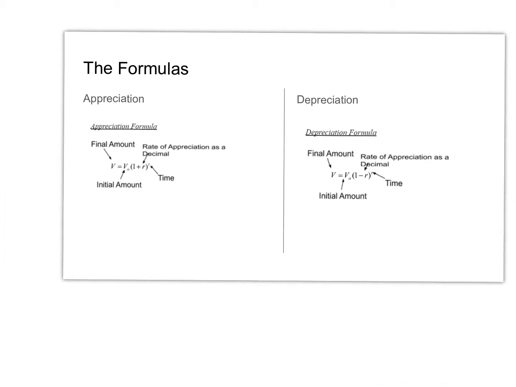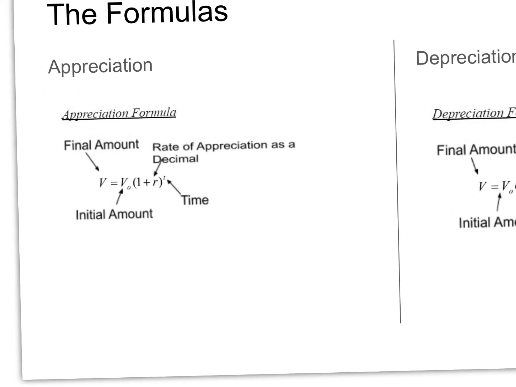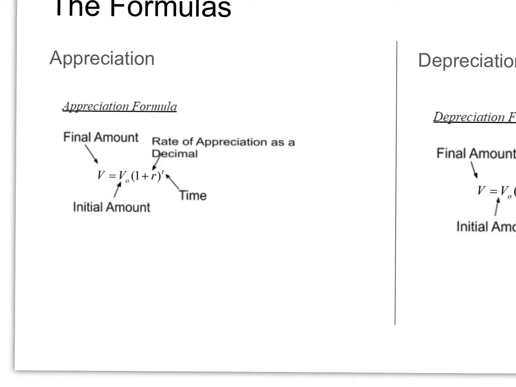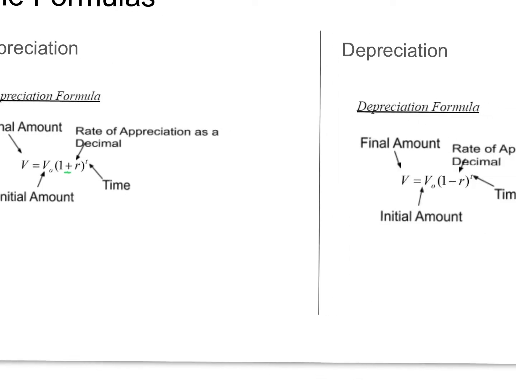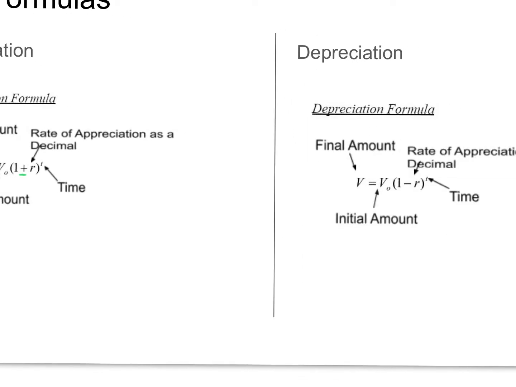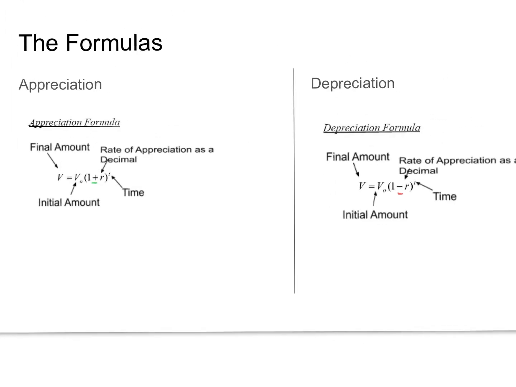Now you're going to notice that these formulas are practically the same. The only difference is, with appreciation, you're going to have a plus. Actually, I should use green because I'll explain why in a minute. And then with depreciation, we have a minus, and I'm going to use red for that. Other than those slight differences, everything else in the formulas is exactly the same.